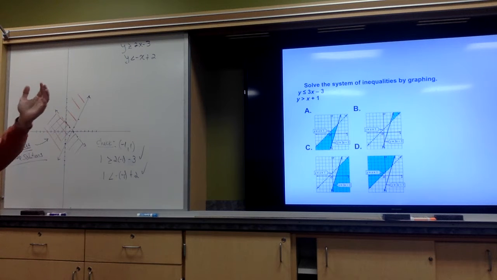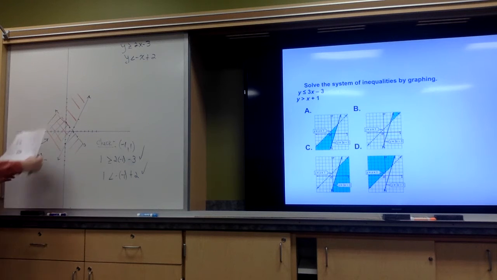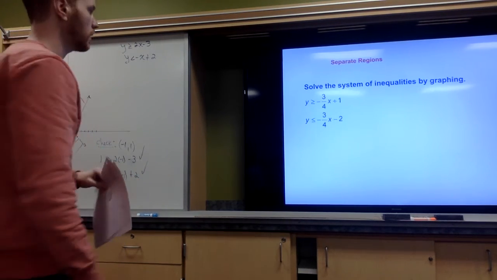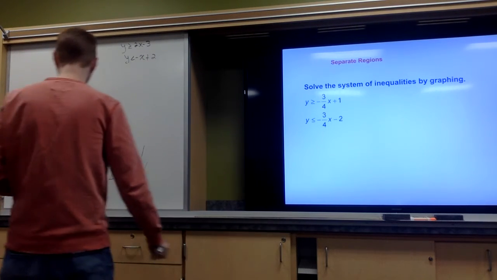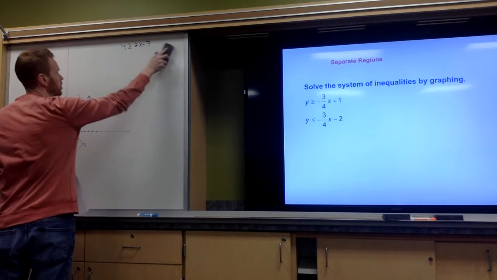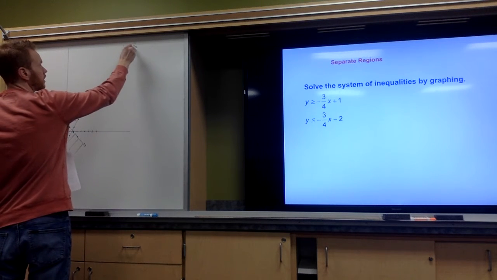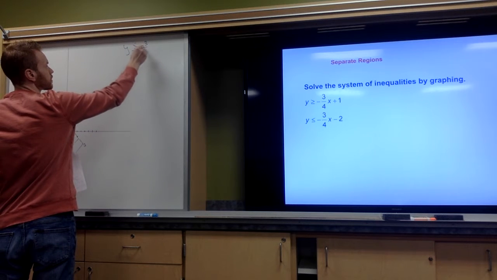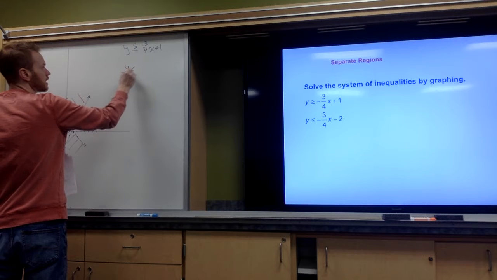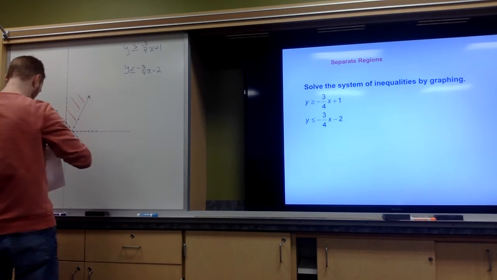Same procedure. I'm going to take my system, graph it first, shade the regions, and see where they overlap. Okay? Let's do one more together before we jump into something a little different. So y is greater than or equal to negative 3/4 x plus 1. y is less than or equal to negative 3/4 x minus 2.